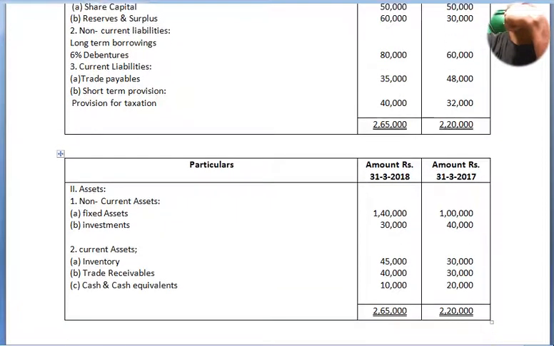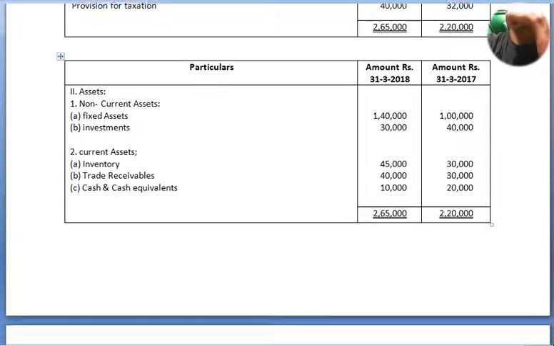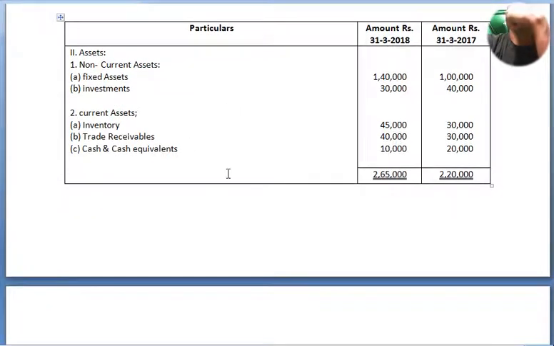Now our asset side, particulars amount, two years amount, that is 31st December 2018 and 31st December 2017. Sorry, 31st March 2018, 31st March 2017. Under assets, point number 1, non-current assets. Under it, fixed assets 1,40,000, 1 lakh. Investment 30,000, 40,000. Under current assets, inventory 45,000, 30,000. Trade receivables 40,000, 30,000. Cash and cash equivalents 10,000, 20,000.